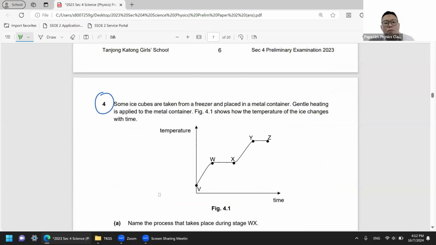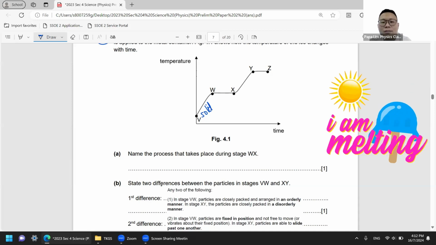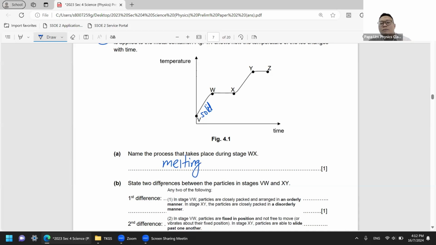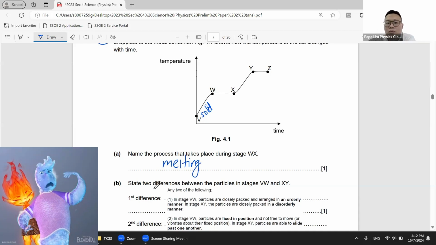For question 4, it is a heating curve. One thing to take note of is that the object starts as an ice cube. So this is an ice cube, and it's gently heated up in the metal container. Now, stage W and WX, I would say it's quite straightforward. So this is solid. If it's solid, you will go through melting first. So that's why WX is what we know as your melting phase. Then followed by heating again, then followed by boiling. So these are the few stages that we are looking at.